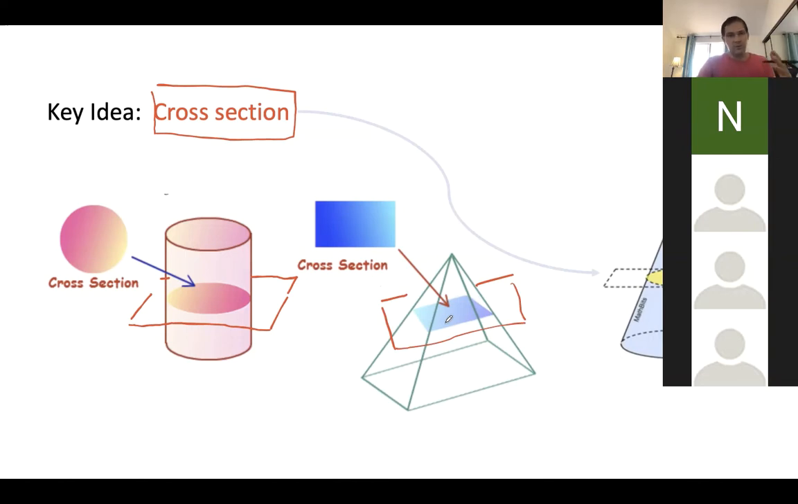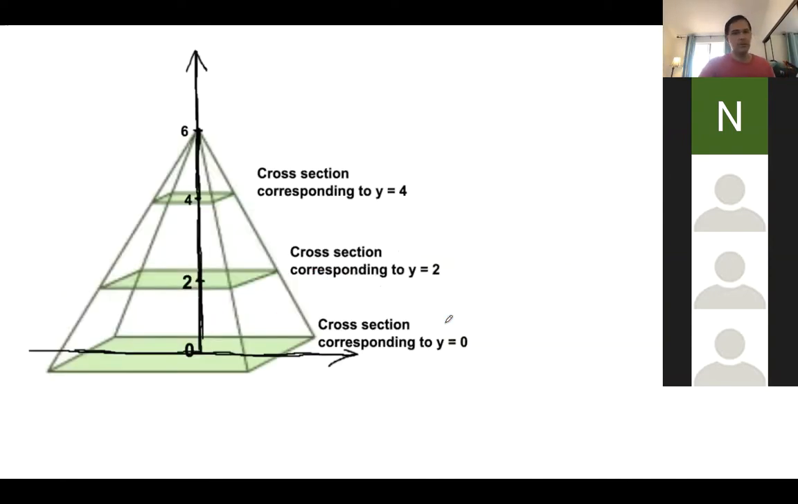So the cross-section is basically the intersection of a plane with a three-dimensional solid, for example, an apple. So let's do some practice. Let's take this pyramid again. And because we need to do some calculations, let's introduce a coordinate system.